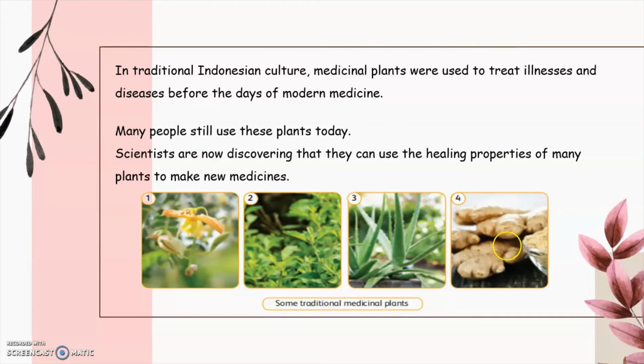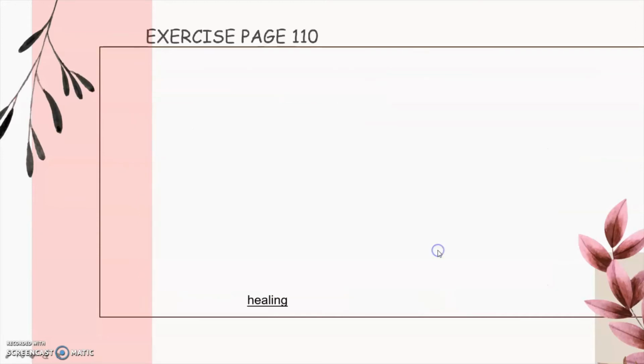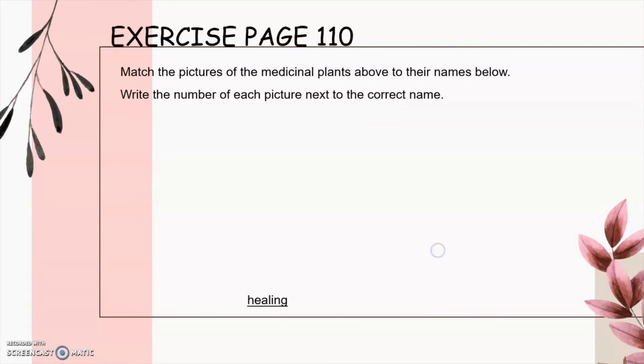What is this? Okay, good job, ginger. These are some traditional medicinal plants. We have tamarind, sweet basil, aloe vera, and ginger. You remember the numbers, yeah? Okay, next.